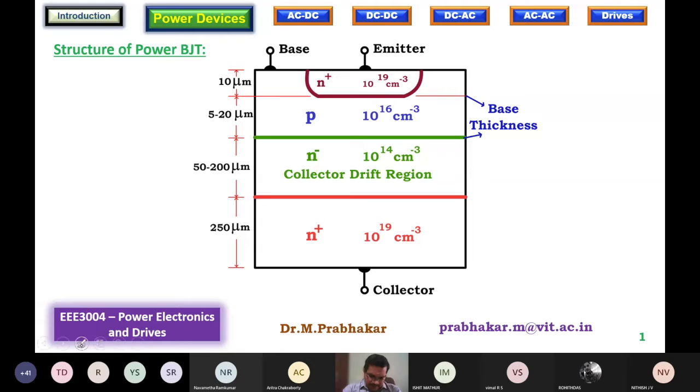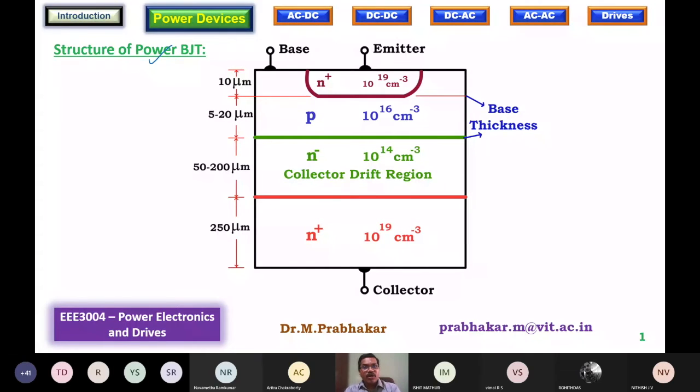As usual, as I was mentioning in the previous session also, we will be discussing the constructional detail or the structure of a power transistor. And then we will take up the VI characteristics, the operating principle along with the VI characteristics, followed by the switching profile. These are the 4 minor topics that we will be discussing for all power devices. Today we will take up power BJT.